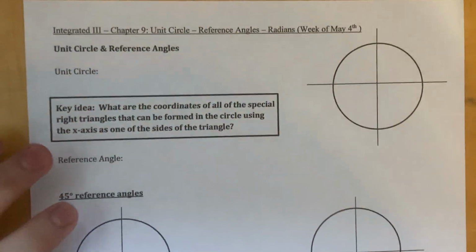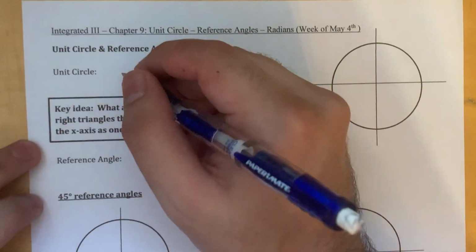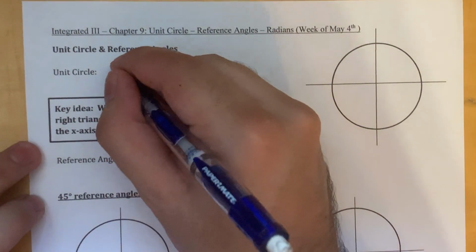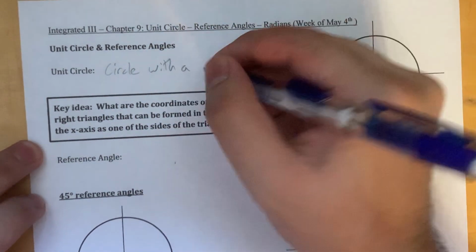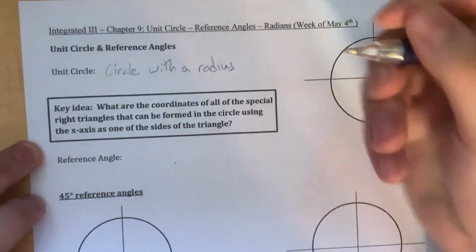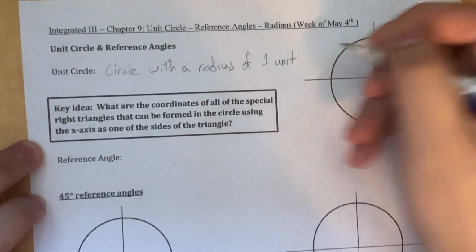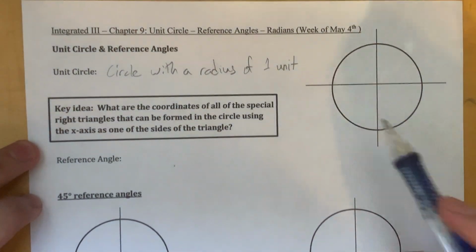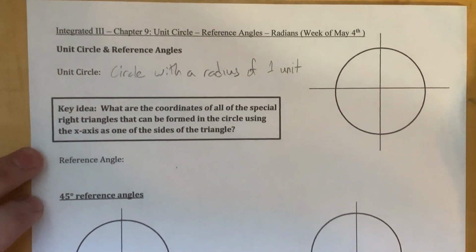Alright, so today's lesson is all about the unit circle and reference angles. So let's start off by defining what a unit circle is. It is a circle with a radius of 1 unit. So what does that mean? Well, luckily we have a circle right next to the definition of a unit circle.